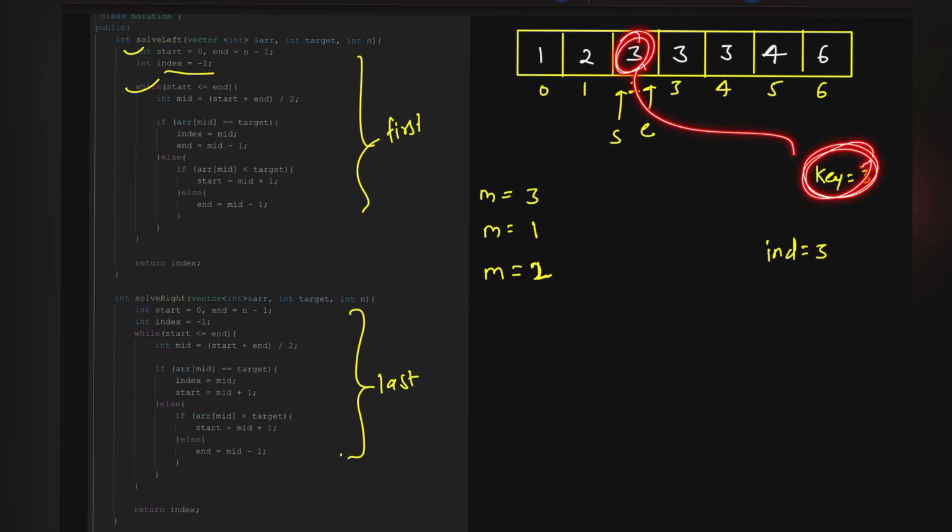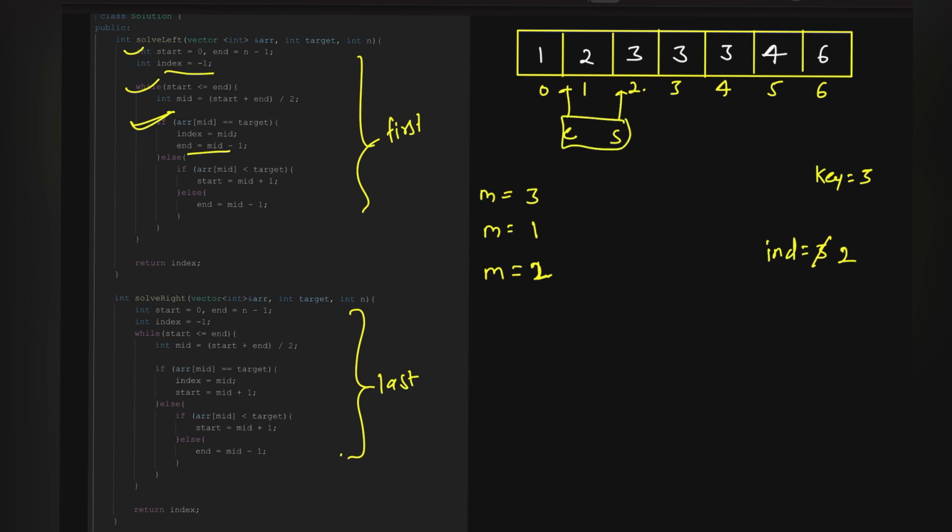So this might be my answer or might not be the answer. So I will simply store that index as 2. Now since this condition gets true, I will shift my end to the left of my mid. So my end gets cancelled over here and it comes to this. Now since both have crossed each other, this condition gets false and we will come out of the loop. So we got the first occurrence index, that is 2. As you can see, the first occurrence of 3 is 2.